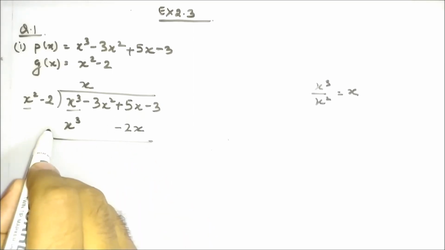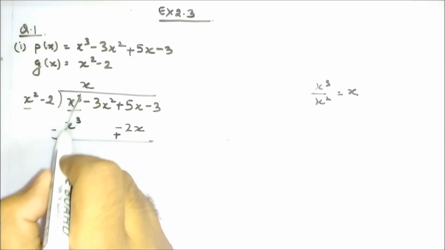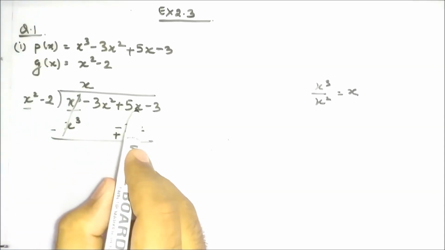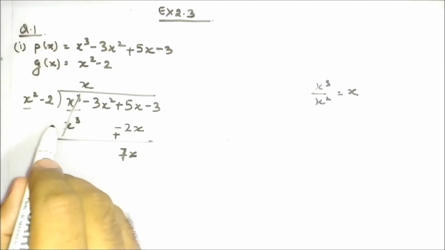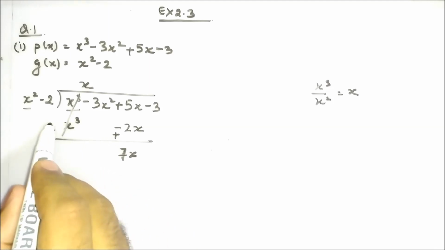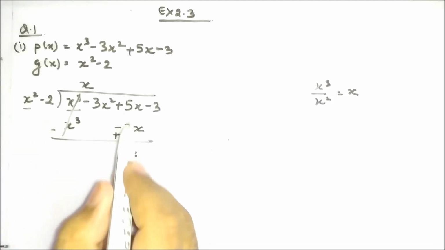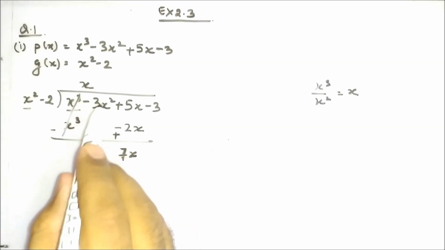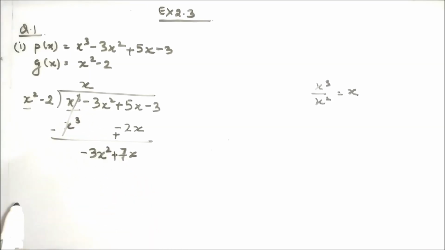Now we need to subtract this. So this plus x cube and minus x cube will get cancelled. This plus 5x plus 2x will be 7x. When you subtract, the polynomial in the bottom part changes its sign. So this plus becomes minus and minus becomes plus. So here we get 7x, and this minus 3x square will come down and this is plus 7x.